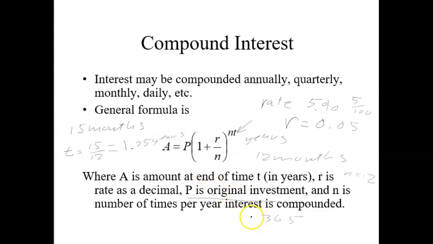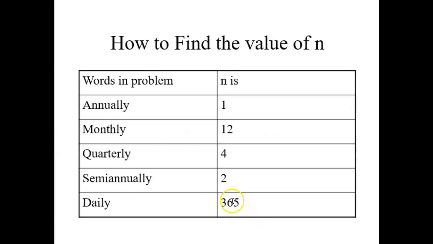All right, let's go to the next slide where it talks about how to figure out N. Now, you have to figure out N by reading the problem. Nobody tells you N equals 1. It says, you know, you compounded monthly, and you have to realize there are 12 months in a year. So N is always the number of the things they say. They say months, there's 12 months in a year.